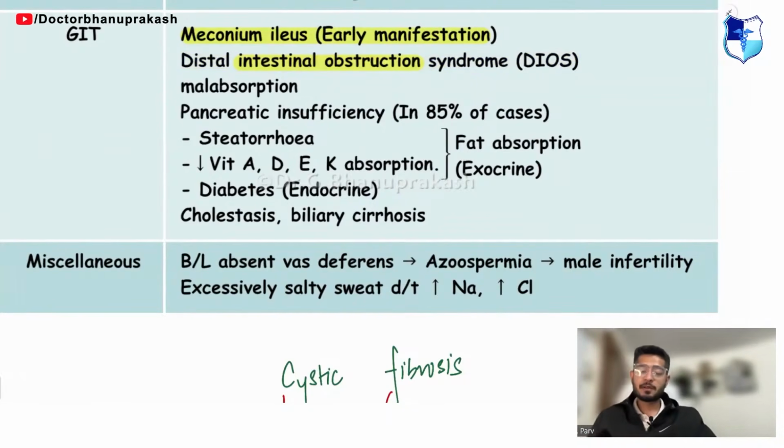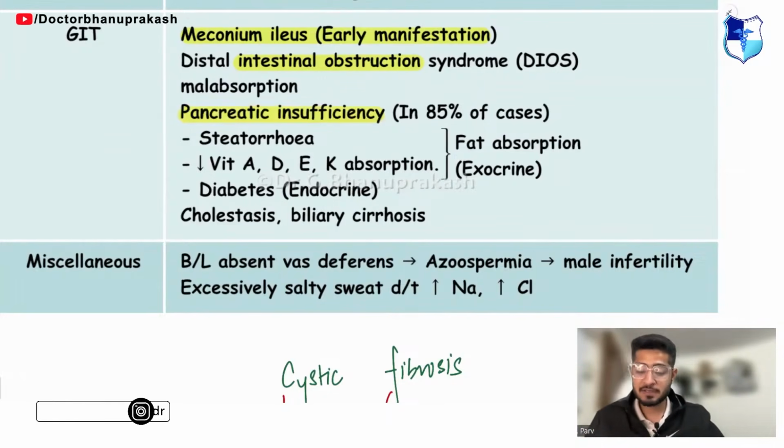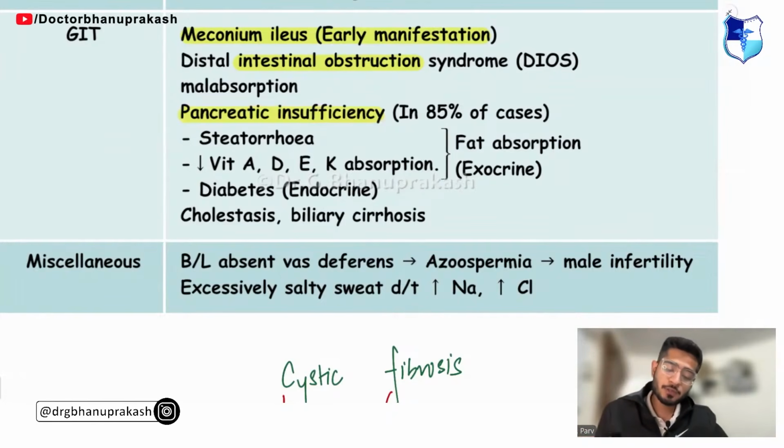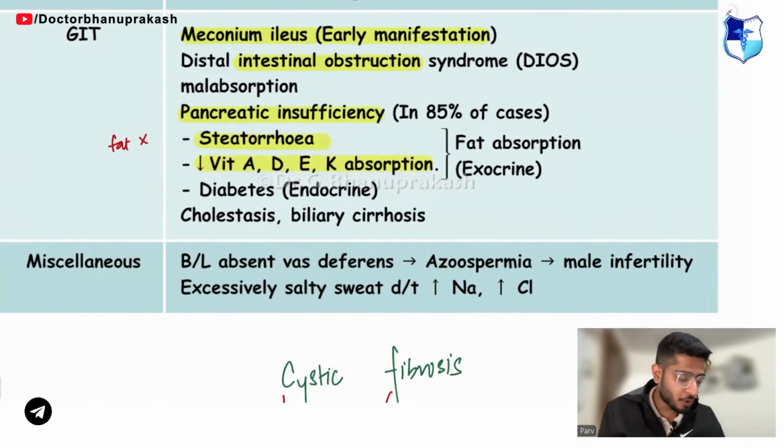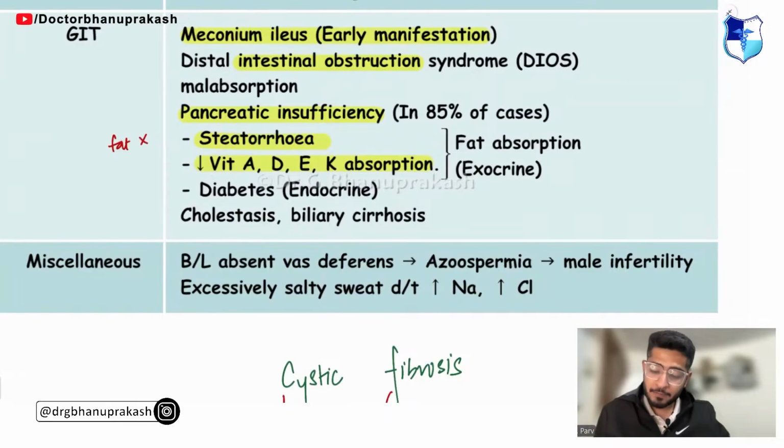And you know that cystic fibrosis is generally seen with pancreatic insufficiency. So there will be no fat absorption. So fat will be in stool, so steatorrhea is going to be there. Then fat soluble vitamins will also not be absorbed, so decrease in vitamin A, vitamin D, vitamin E, vitamin K. Okay, so all these things are going to be decreased. And now of course there will be cholestasis also, biliary cirrhosis as well.